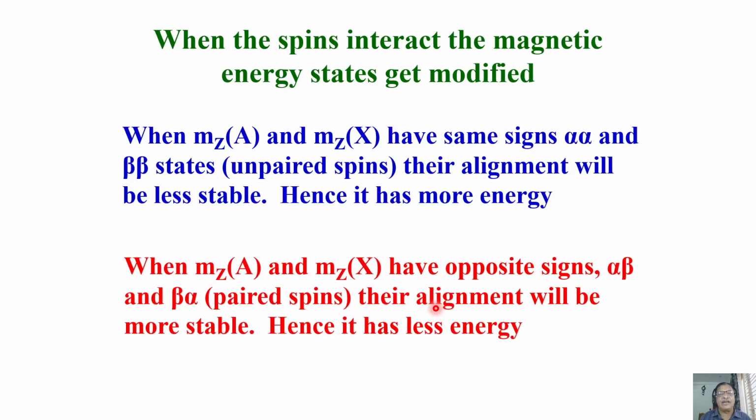What happens with the interaction is there, and non-interaction is there. For non-interaction, there was no change in the energy level. Alpha beta was here, alpha alpha was here, and beta beta, alpha beta, beta alpha. This is very clear. But when they start interacting, something is going to happen to the energy levels. It won't remain the same. What happens? Alpha alpha and beta beta have more energy, whereas beta alpha and alpha beta states have less energy.